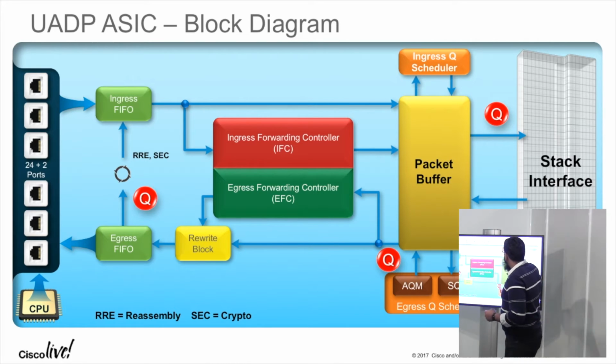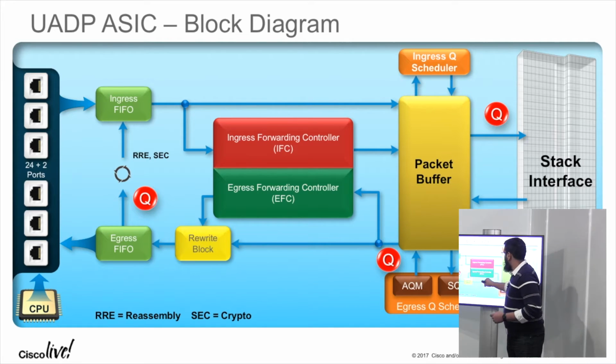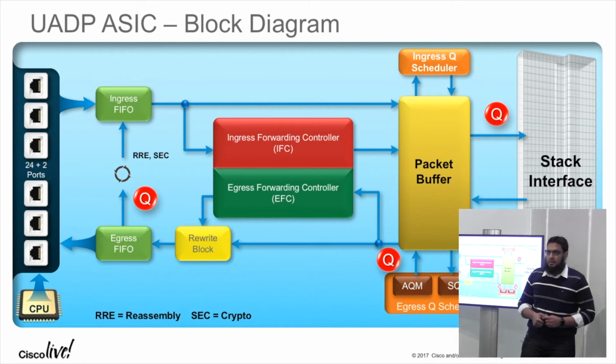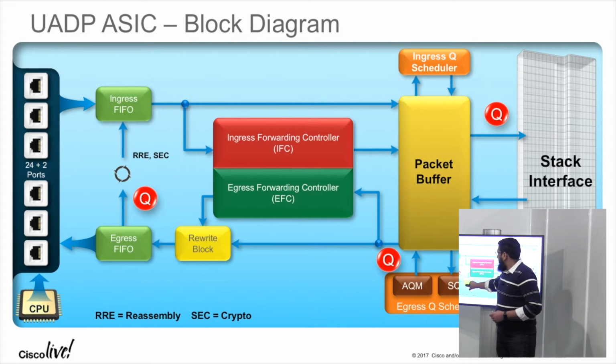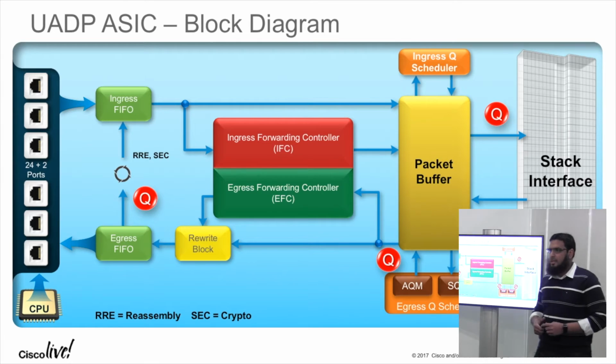Then we have different types of queues. Here's the ingress queue scheduler that takes the packet to the stack interface. We have the egress queue scheduler with multiple levels of queuing that takes the packet back into this block that we'll talk about in more detail a little later. Then we have the rewrite block and the egress FIFO, which takes basically the packet out to the egress interface.